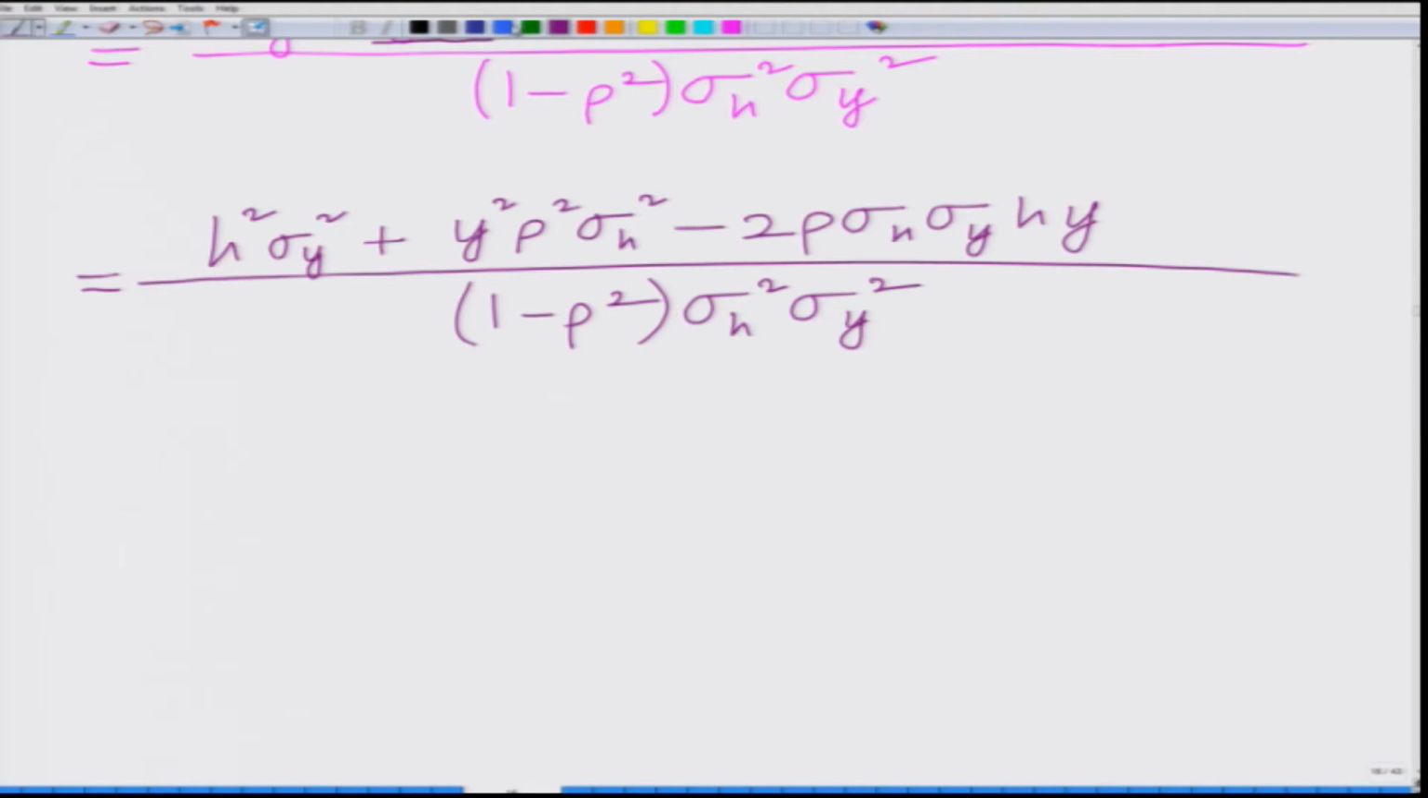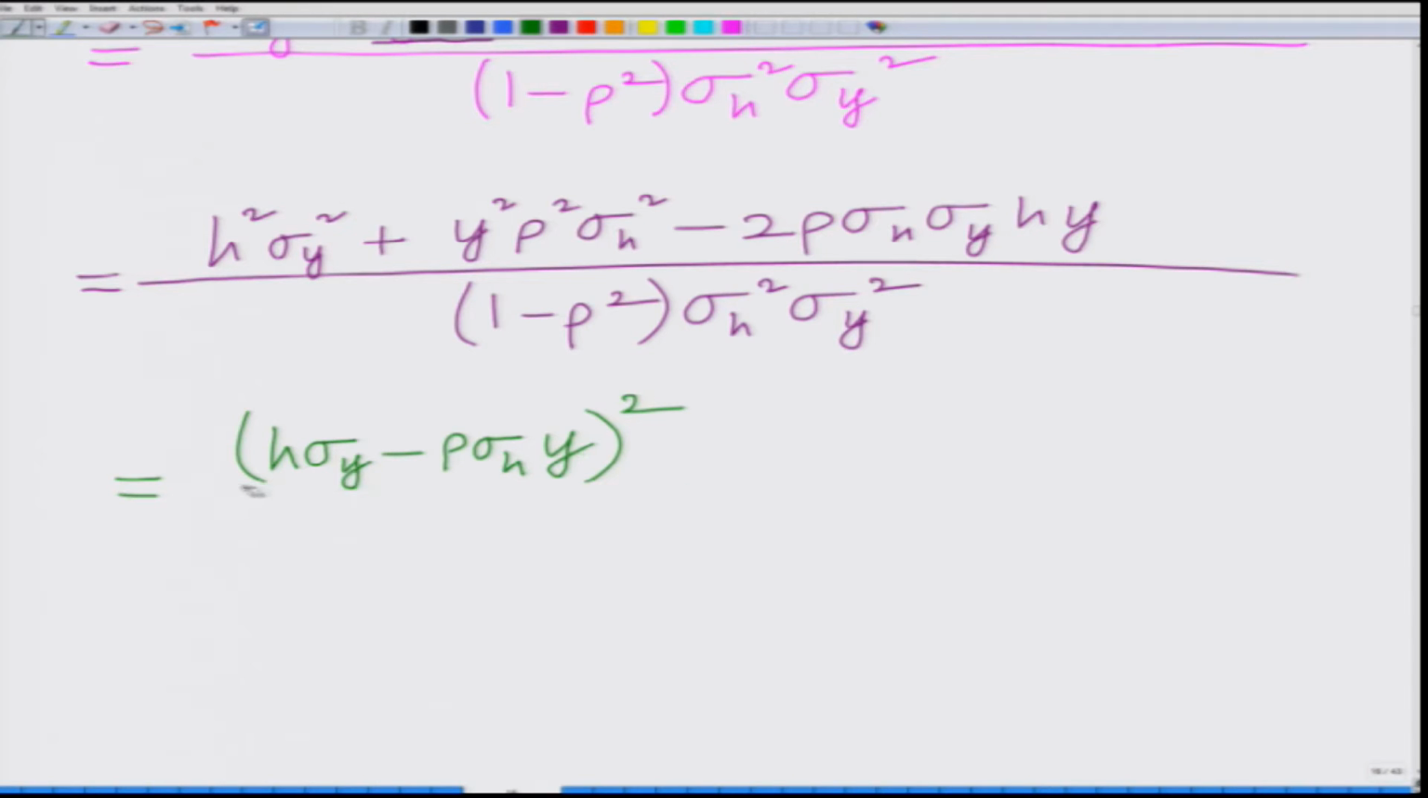And now, if you look at this quantity in the numerator, observe that it is nothing but (h sigma y minus rho sigma h y) whole square, because look at this: it is h square sigma y square plus rho square sigma h square y square minus 2 rho sigma h sigma y h y.